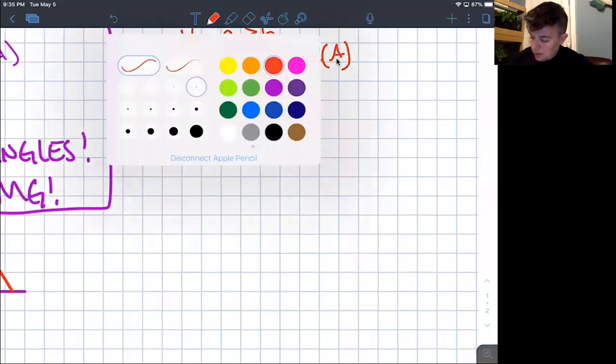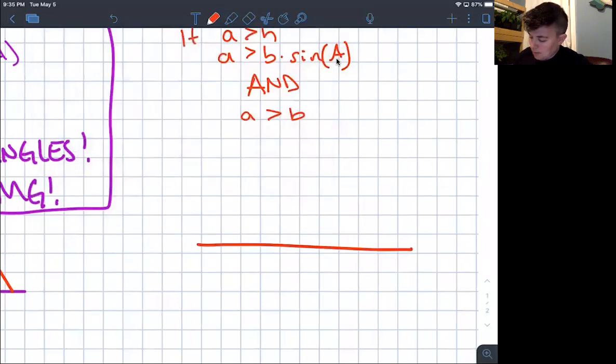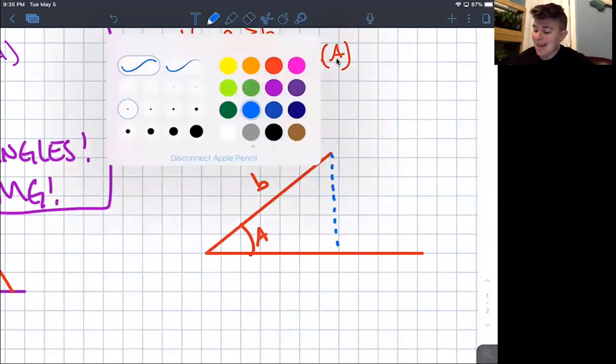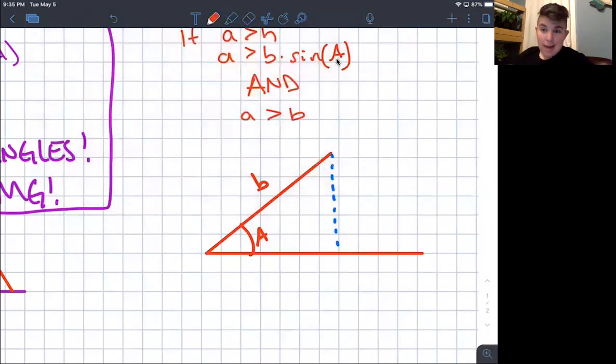So in this situation, check this out. Right there, there's my angle A. There's side B. Here's my height. And not only am I going to make side A bigger than the height, I'm going to make side A longer than side B. So here's side B right here. Let's stretch it out right there. So it's definitely longer than the height, definitely longer than side B. So it's going to go off the paper that way.